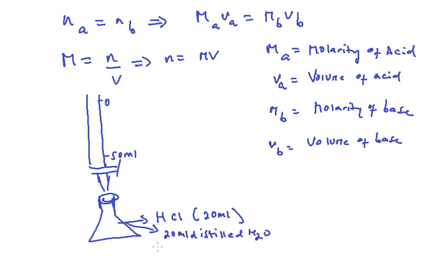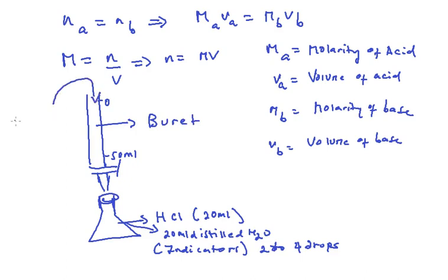And we also need to add indicators here. The amount of indicators in most cases, 2 to 4 drops would be enough. Over here on the burette, it's called a burette, we have to add our standard solution. Our standard solution is sodium hydroxide, which is a 0.1 molarity of sodium hydroxide will be added here.